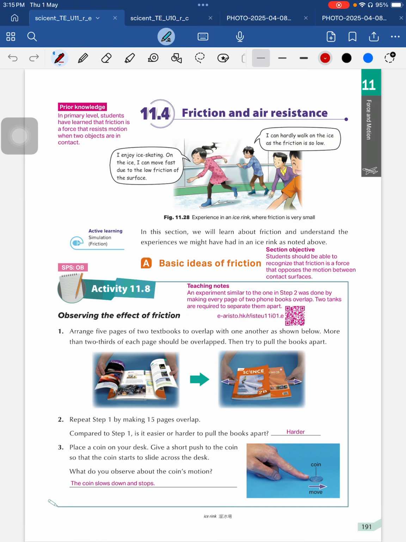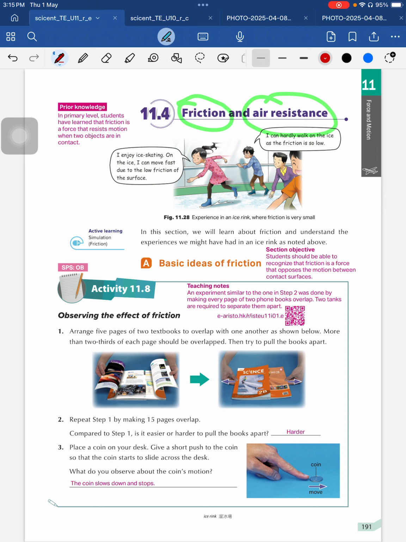The 11.4 is related to friction and air resistance. So let's have the basic idea of friction. We focus on activity 11.8. Now you may try to perform this experiment using the textbook and your workbook.